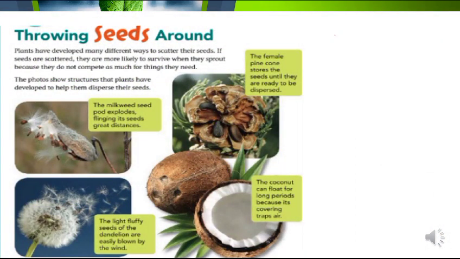The milkweed seed pod explodes its seeds great distances. The female pine cone stores the seeds until they are ready to be dispersed. The light fluffy seeds are easily blown by the wind. The coconut can float for long periods because its covering traps air.